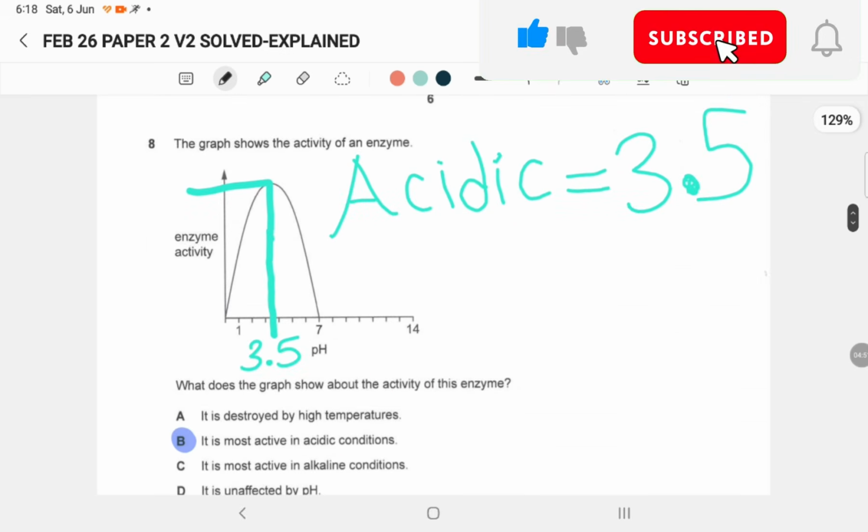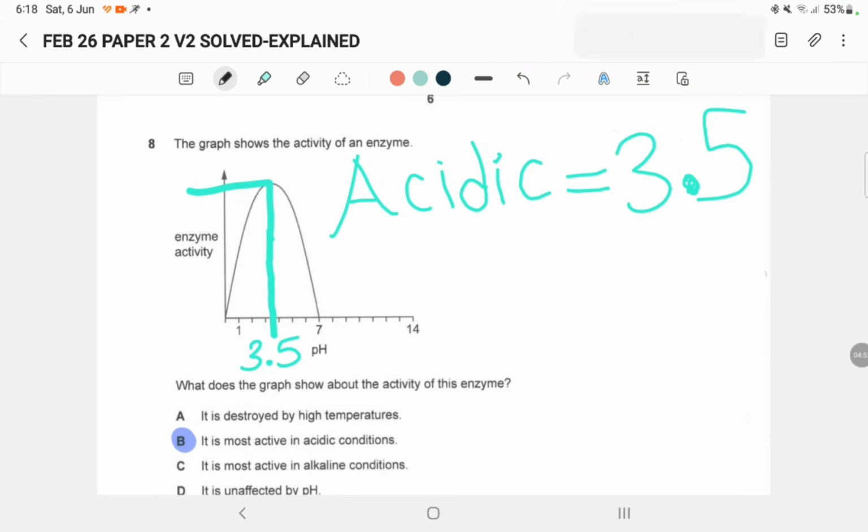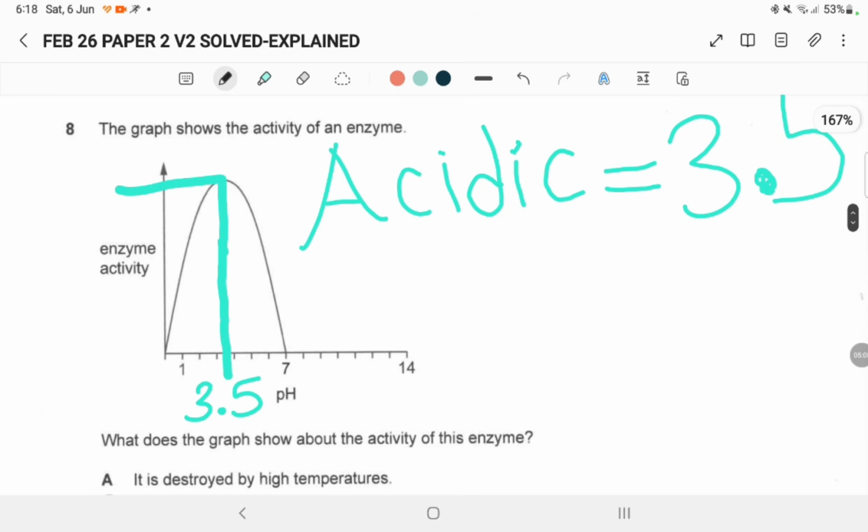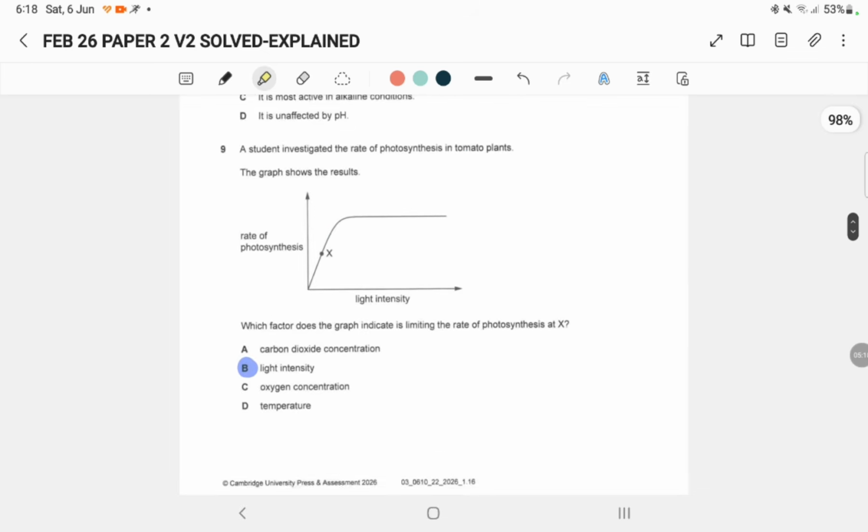Now question number 8 is telling you the graph showed the activity of an enzyme. What does the graph show about the activity of this enzyme? We can see that this enzyme is most active in acidic conditions, as you can see from the graph, that the peak is at 3.5, and as we know, 3.5 is acidic pH. It has a lower pH, and it meets a peak enzyme activity. So basically letter B is right.